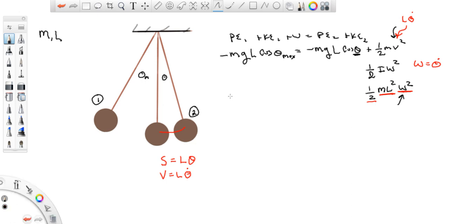So this equation is now going to become minus mg, oh, you know what? We don't need the masses. We might as well divide those out. So minus gL cosine of theta max, I don't feel like writing it all out, equals minus gL cosine theta plus 1/2 L squared. Need to make myself a little room here.